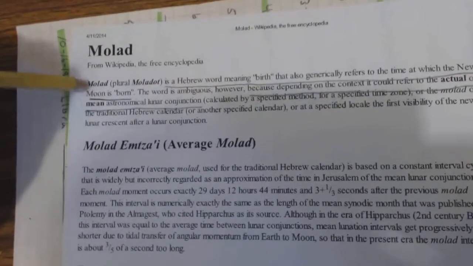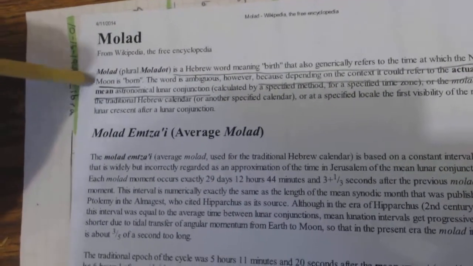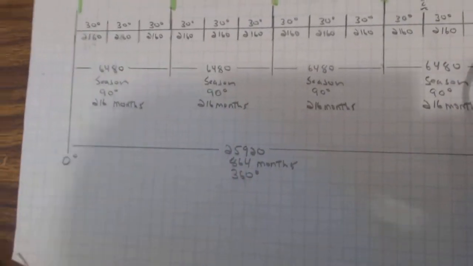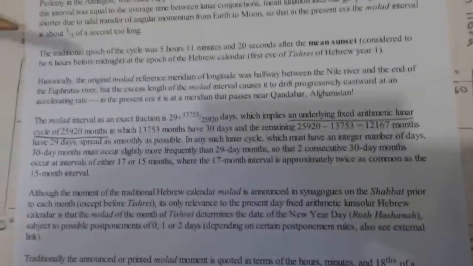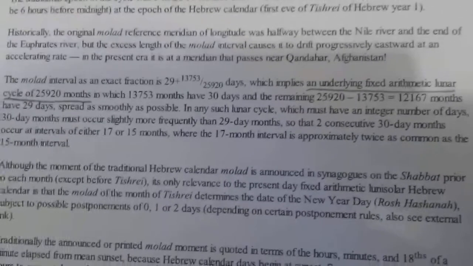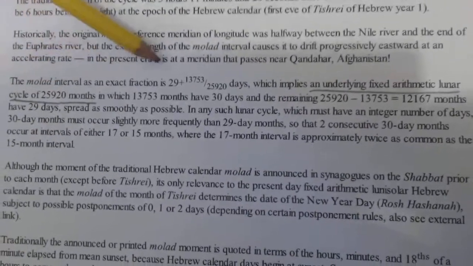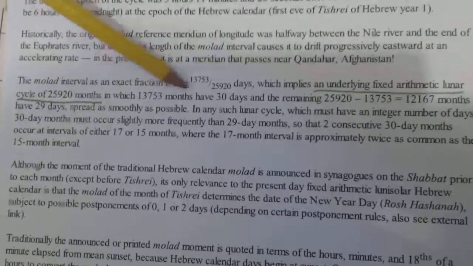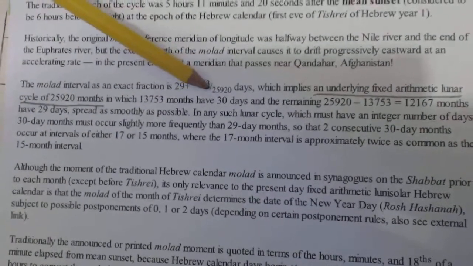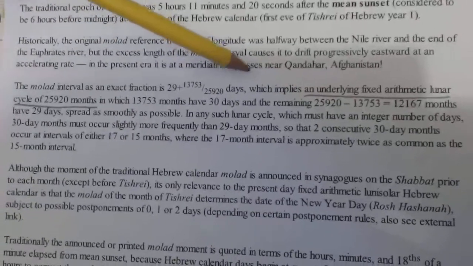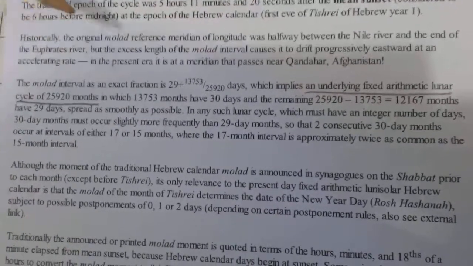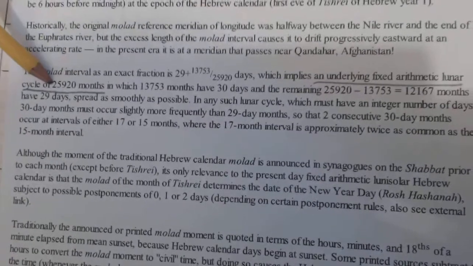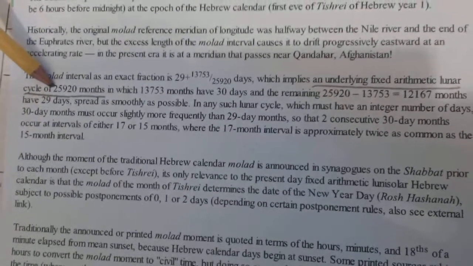So I'm going to be talking about this because it has a lot to do with this. Okay, and I'm going to jump right to it here. The molad interval is an exact fraction of 29, and here's your fraction right here. And here you start seeing the 25,920 showing up. It implies an underlying fixed lunar cycle of 25,920 months.